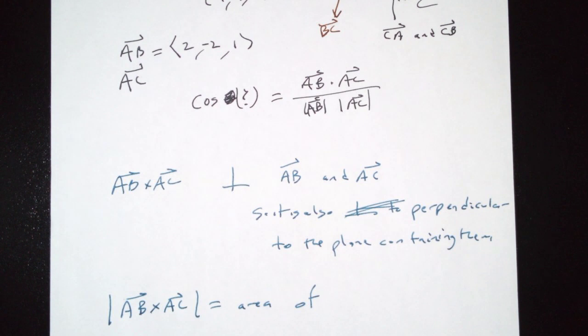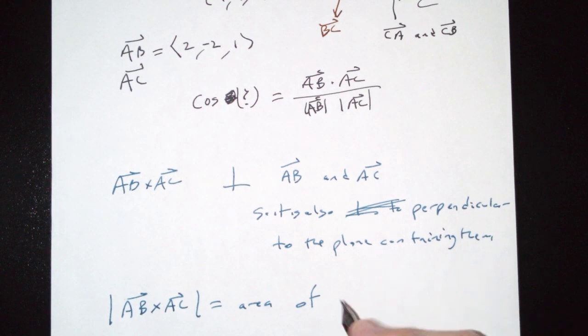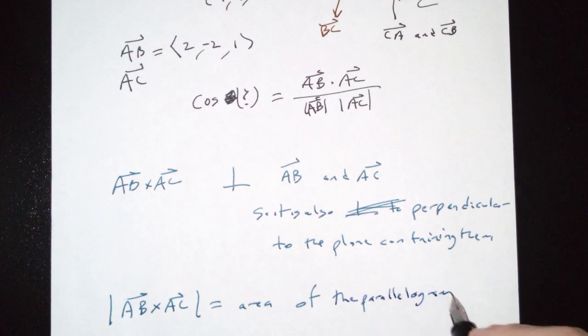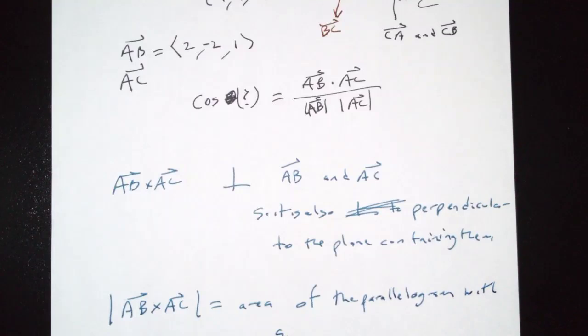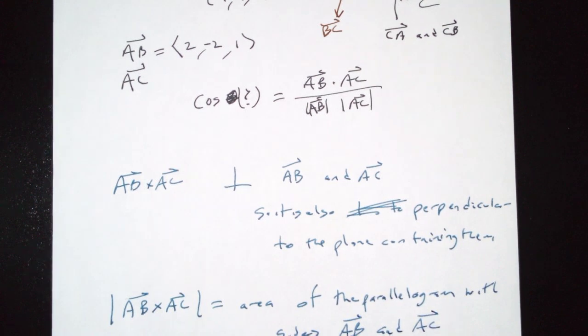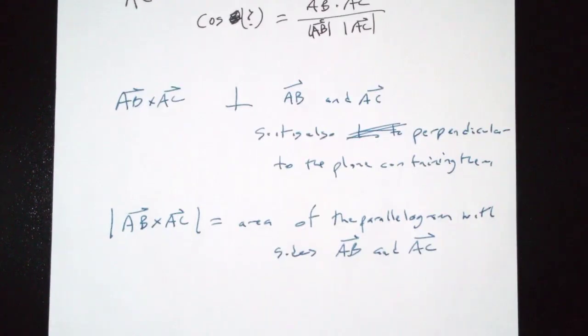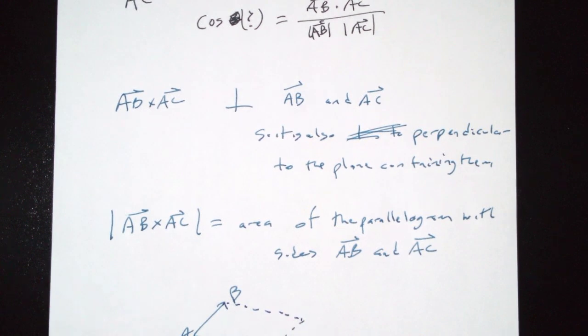Bottom of page 817. The area of the parallelogram whose sides are AB and AC. So let me draw a quick dirty picture again. Here's A, here's B, here's C. With AB and AC, I will end up with this parallelogram right here, yes?